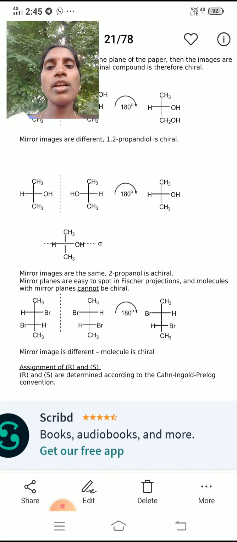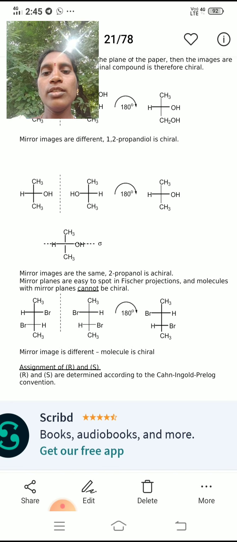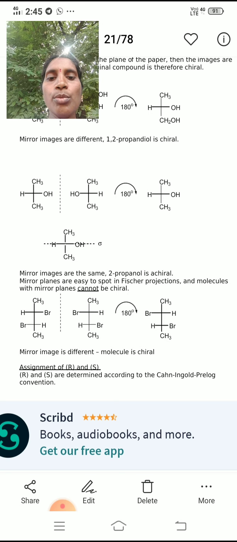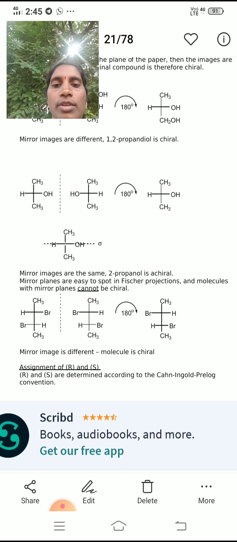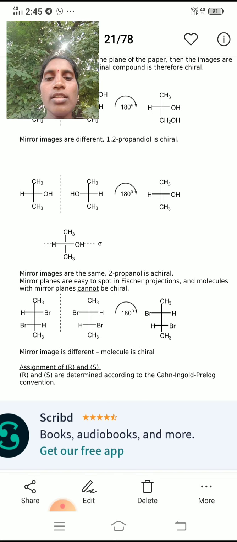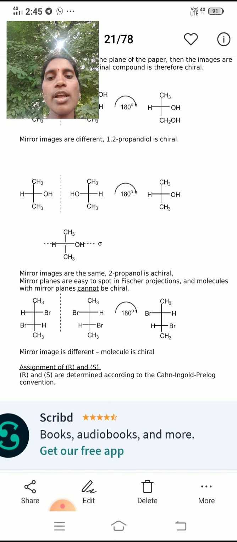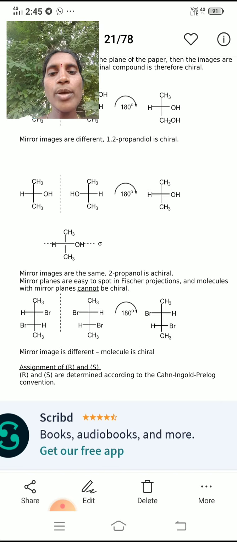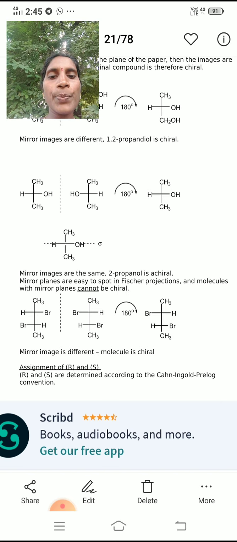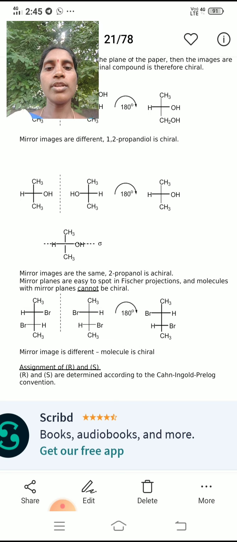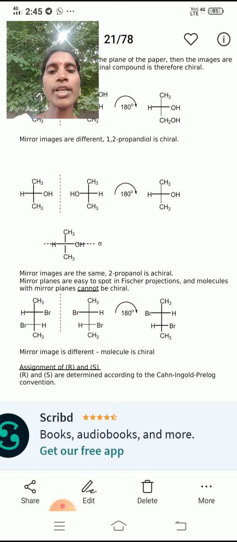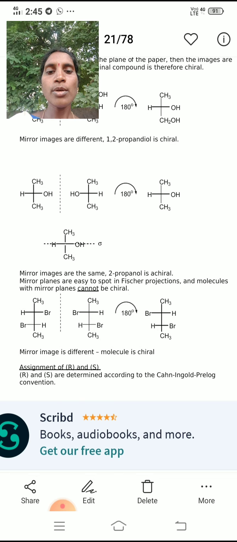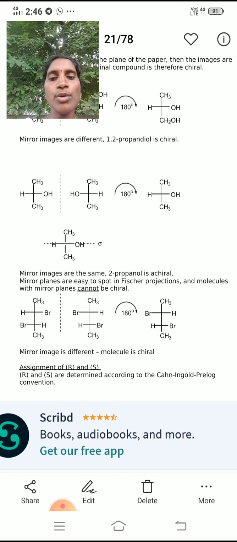For 2-propanol, the mirror images are the same, so it is not chiral. Mirror planes are easy to spot in Fischer projections, and molecules with mirror planes cannot be chiral. In 2-propanol a plane of symmetry is possible, so the molecule is achiral, that is, optically inactive.